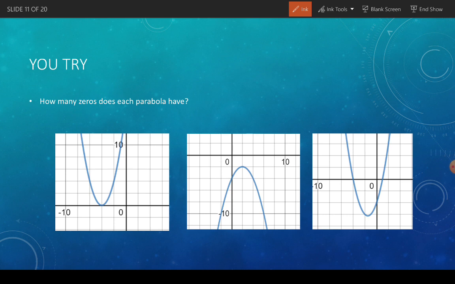So in this case, it touches the x-axis once, so there's one solution. In this case, my x-axis is here and my parabola doesn't ever touch it, so there are 0 zeros. And here, my parabola touches the x-axis twice, so there are 2 zeros here.